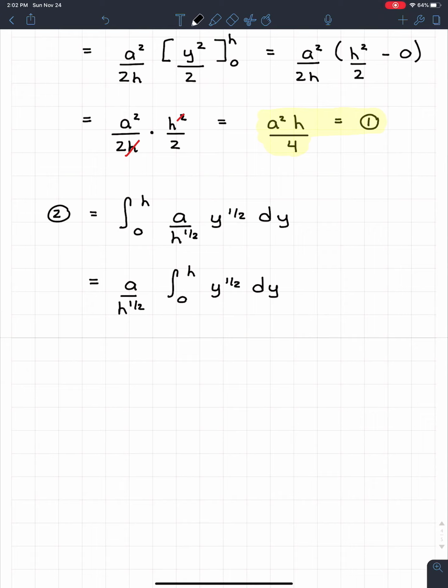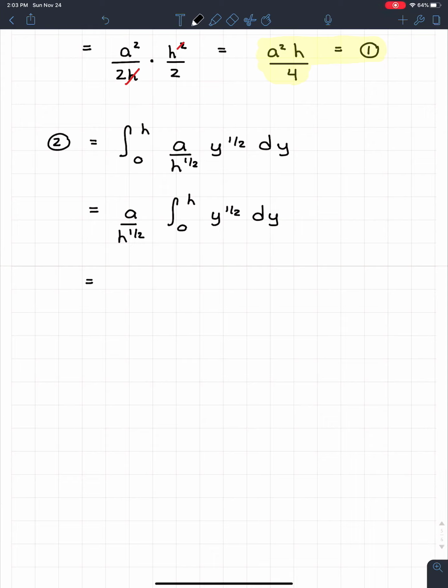I personally, and I think you guys may feel the same, I'm not a big fan of integrating exponents that aren't whole numbers. It gets a little bit weird, but the way I like to do it is this. I'm going to go, this is equal to a divided by h to the 1/2 times the integral from 0 to h, and what I'm going to do is make this into a number, not a fraction. 0.5 times dy. And the reason why is all those same rules apply. When we integrate something, we increase the exponent by 1 and then divide by the new exponent.